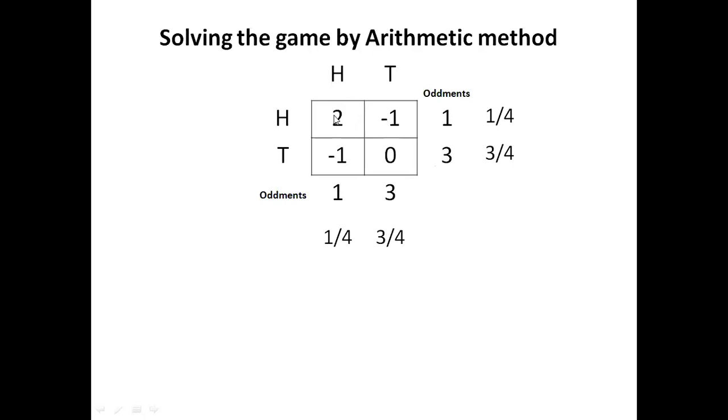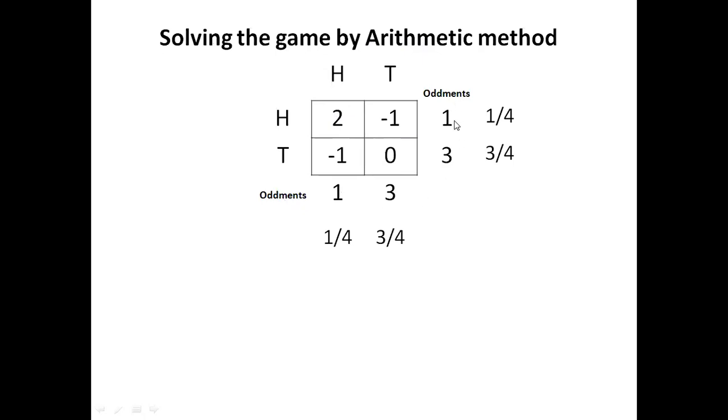Here player 2, when he plays with the first pure strategy, and when player A is playing with the 2 strategies, that is 2 and minus 1, he is going to lose 2 and he is going to win 1. The difference here, 2 and minus 1, is 3. So that 3 is to be written in the second column, and the difference of the second column should be written below the first column. That is 0 and minus 1, the difference is 1. This is called the oddments. These oddments are of player 2. So that is why this arithmetic method is called the oddments method or odd method.